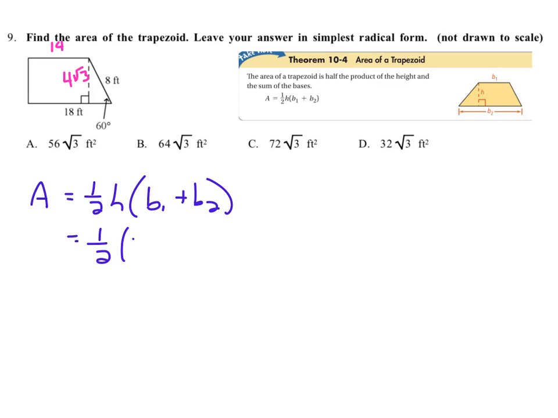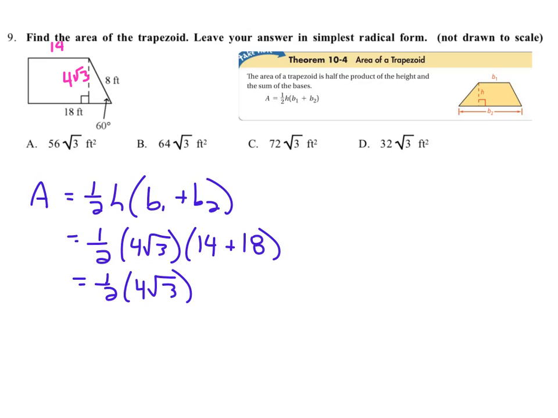We've got the height of 4 root 3. And we've got base 1 of 14, and base 2 of 18. And now we're saying 1/2 of 4 root 3 times, these two go together to be 32. Okay? So I can do 1/2 of 4 root 3. That's 2 root 3.